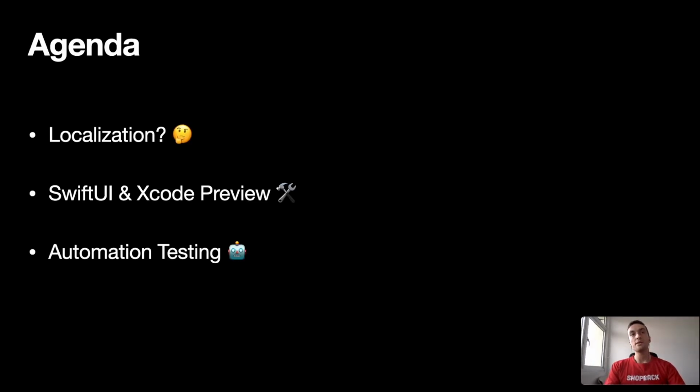Today we're going to see what localization is and why it's important to consider it earlier in the development. Then we look into SwiftUI and how to take advantage of Xcode Preview to help you design and test any of your components. And finally, we look into automation testing and how to automatically test any of your code for new regions.